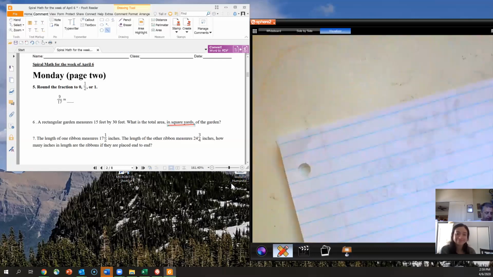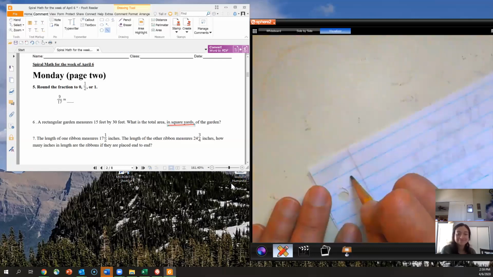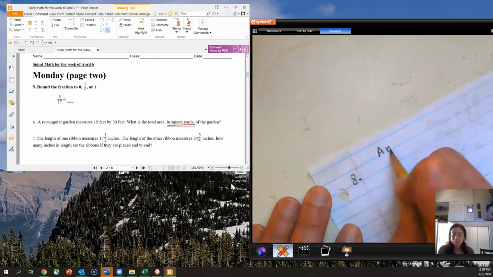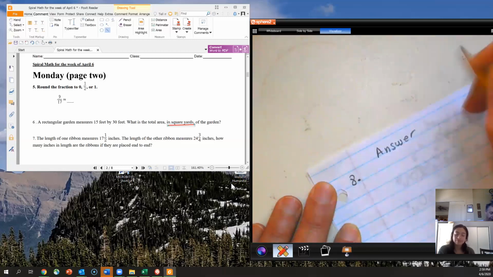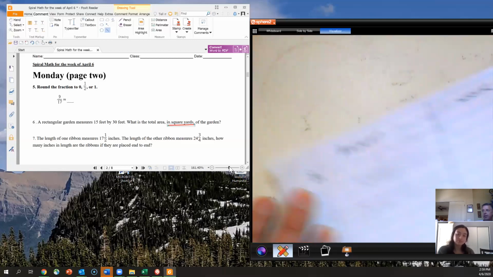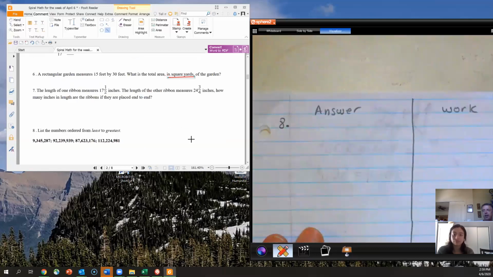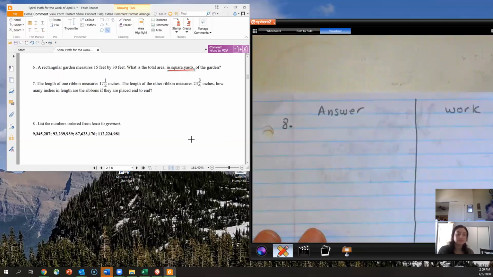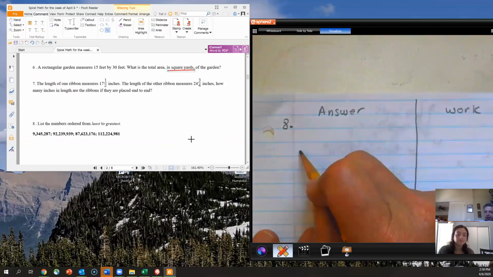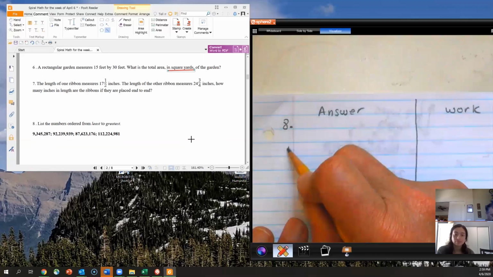All right, we're going to finish up with number 8. I'm using another piece of paper. I'm just going to make sure my answers are on one side and my work is on the other. And I'm going to take a look at number 8. List the numbers ordered from least to greatest. Well, what I'm going to do first is, these are pretty long numbers, so I think I might make them in a chart from least to greatest down here.